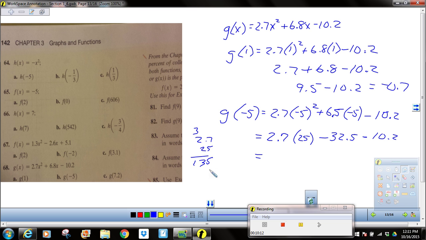67.5 minus 32.5 minus 10.2, sorry about that. 67.5 take away 32.5 is 35. And if I subtract 10.2 from that, I get 24.8.